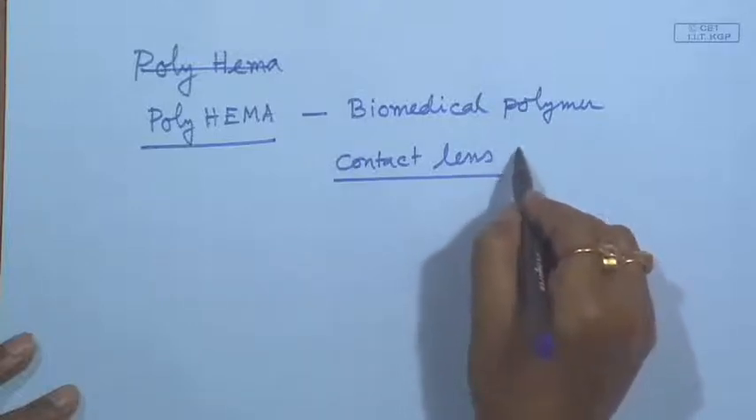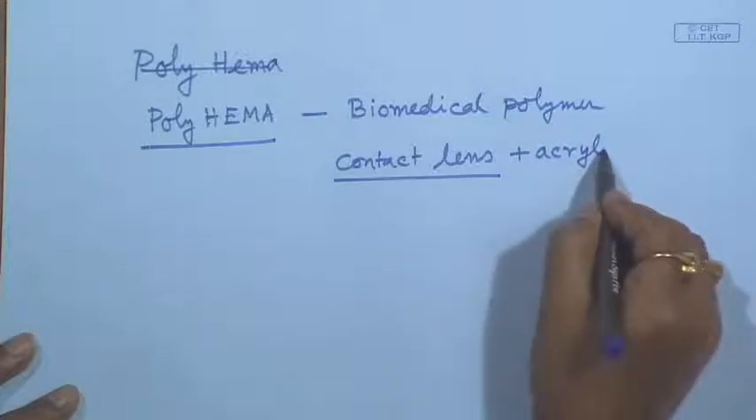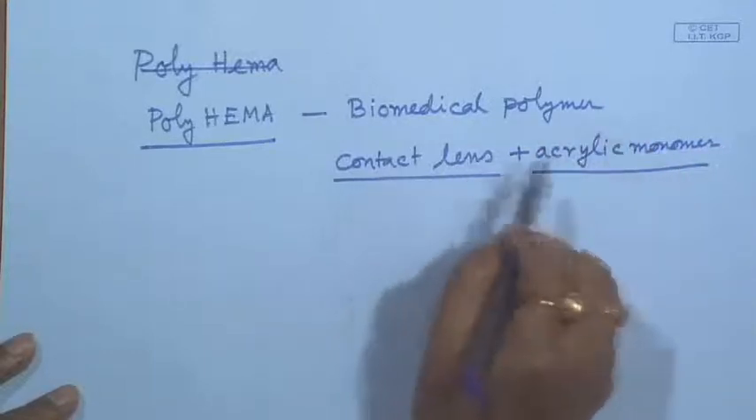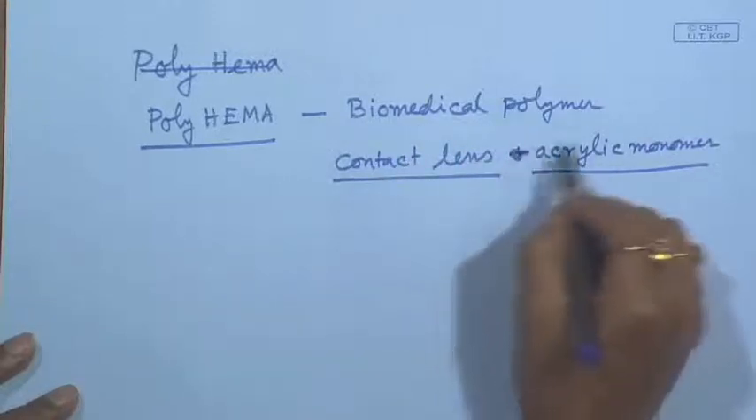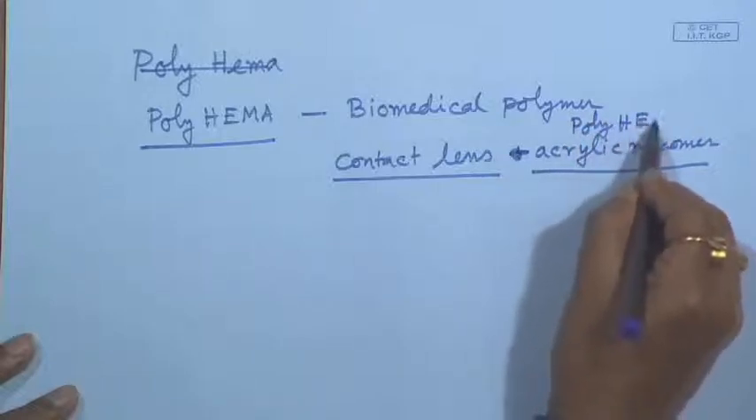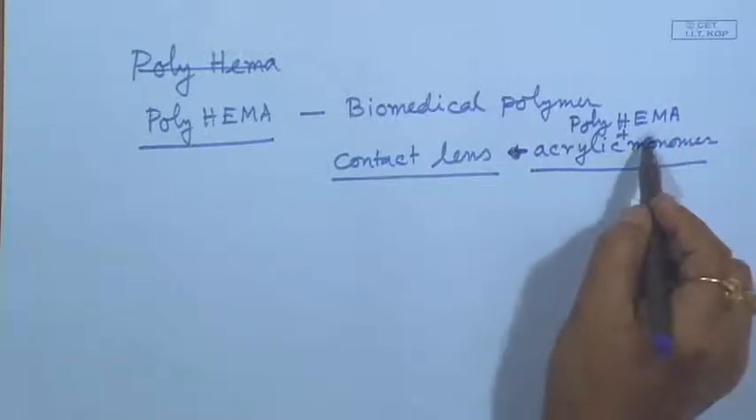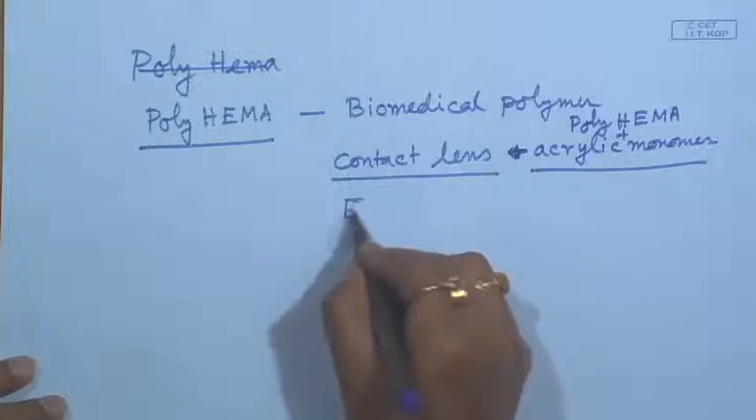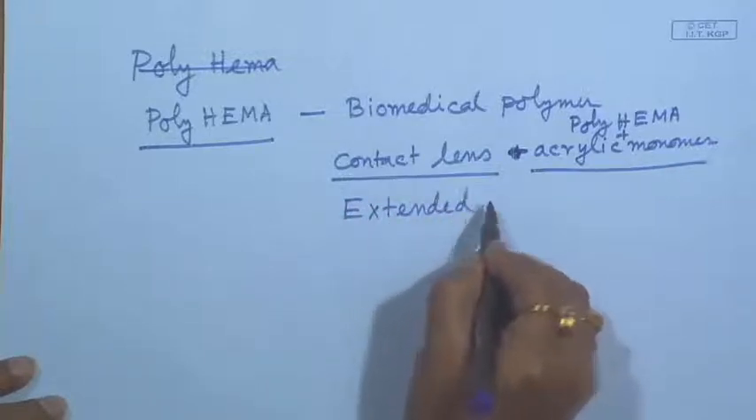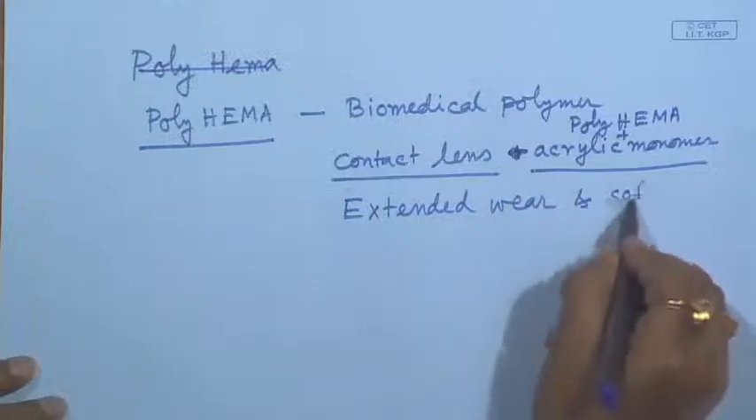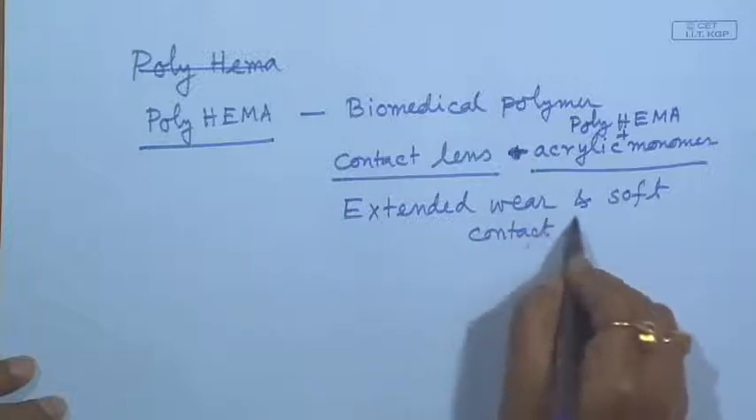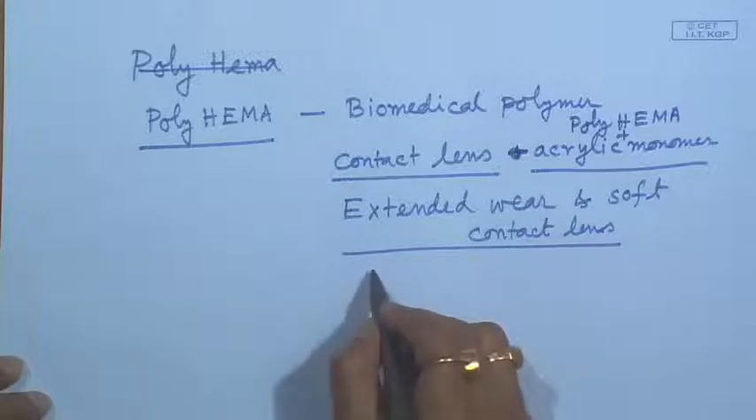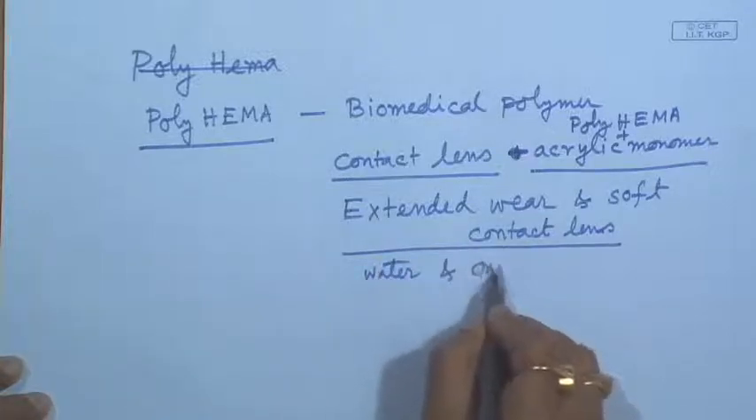Along with other acrylic monomer. So, a copolymer of some other acrylic monomer and this polyHEMA, a copolymer of hydroxyethyl methacrylate and acrylic monomer, forms good contact lens, which can be very extended wear and soft contact lens, which provides facility of water and oxygen permeability.